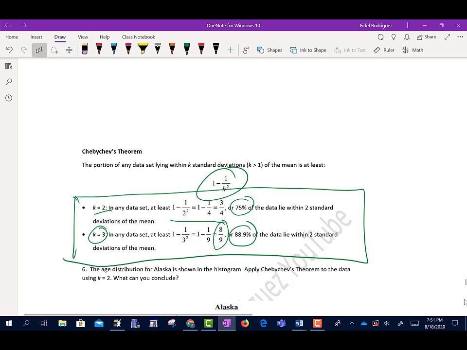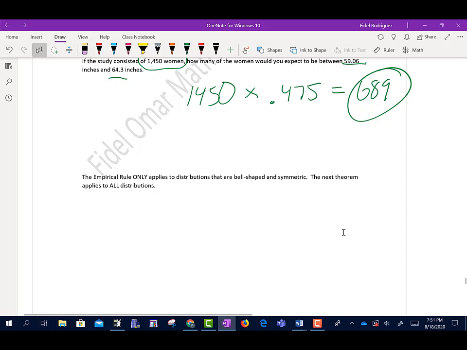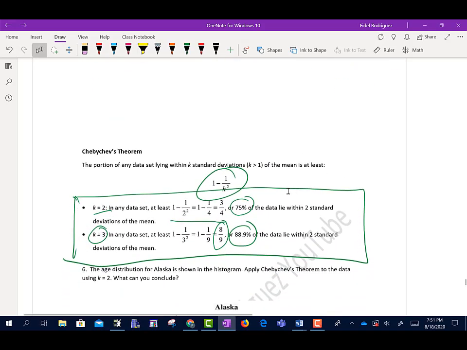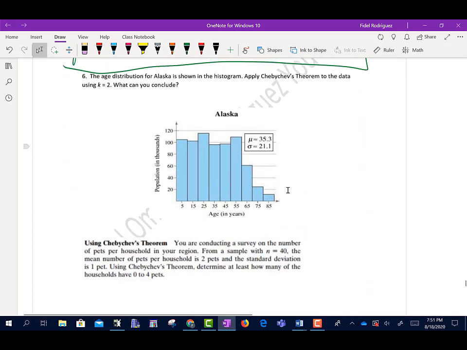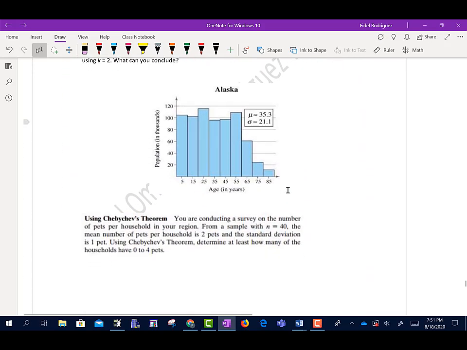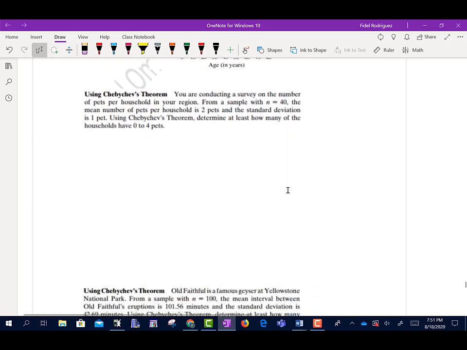Now, guys, the time that I can use Chebychev's theorem is, so the empirical rule applies only to those that are bell-shaped and symmetric. This one applies to all distributions. So Chebychev's theorem is always going to work. Okay. All right, let's take a look here at a couple of problems. We'll come back to the Alaska problem in a minute. Let's do this first one here.